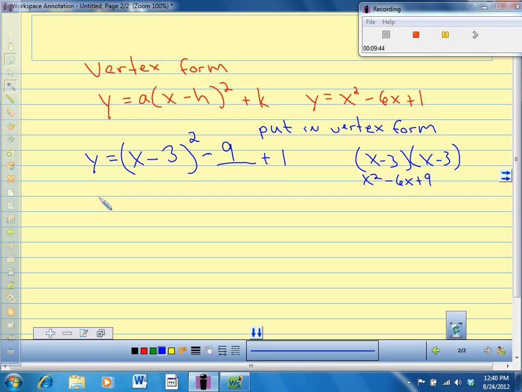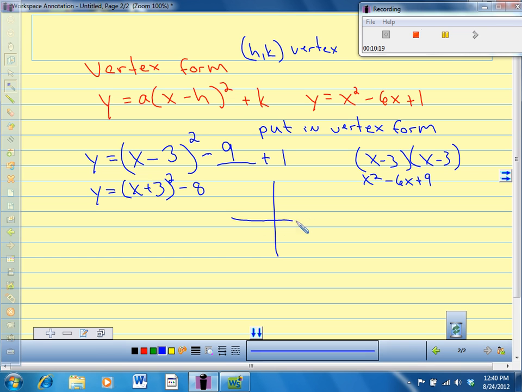So now in vertex form, I have y equals x minus 3 squared minus 8, okay? In this case, h, k, of course, is the vertex, right? That's the vertex. Okay? And a is like the stretch. Well, in this case, a is 1, so it's not stretched yet. Okay. So then I could sketch a graph of it, right?